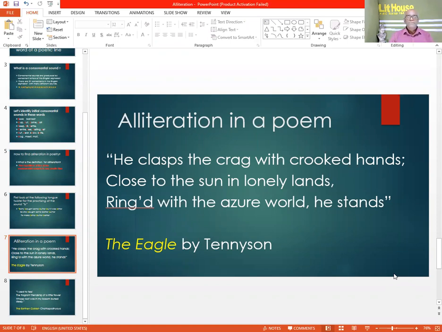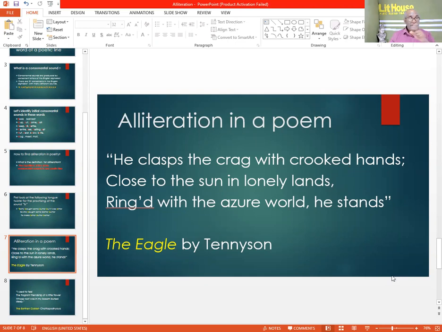He clasped the crag with crooked hands, close to the sun in lonely lands, ringed with the azure world he stands.